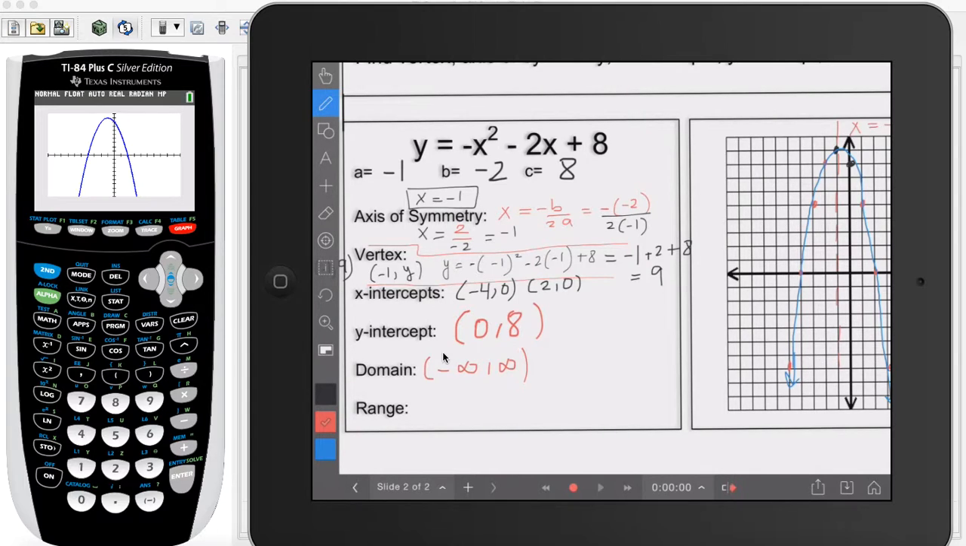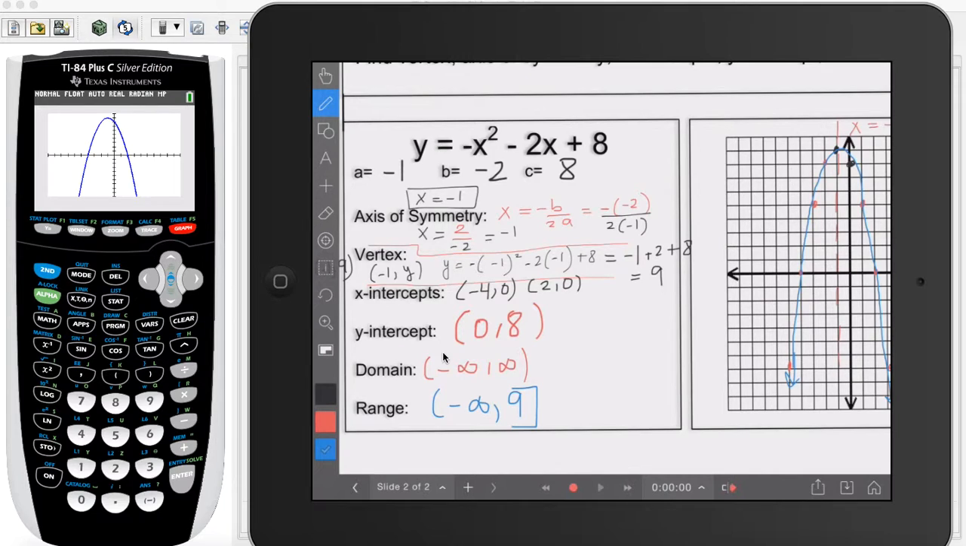The range is going to be from bottom to top. As you can see, my graph is going all the way down and it's never going to stop. So that's negative infinity. Top is going to be the highest point, and in this case, it's the y of the vertex. So the y of the vertex in this case is 9 with a bracket, since the parabola is actually going through the vertex. Now that's it for example number 1.